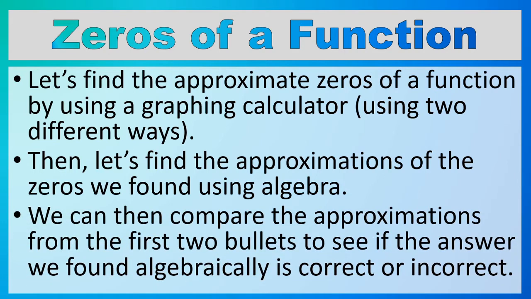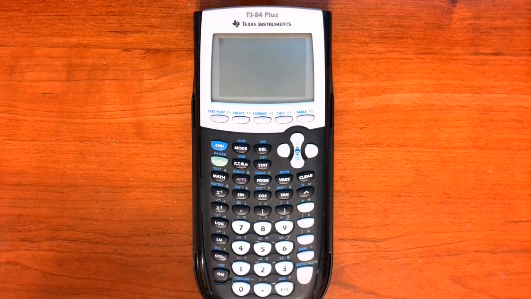We can then compare the approximations from the first two bullets, the approximations from using a graphing calculator and the approximations from algebra, to see if the answer we found algebraically is correct or incorrect. Suppose that you want to find the zeros of a function. Well, at least the approximate zeros of a function.